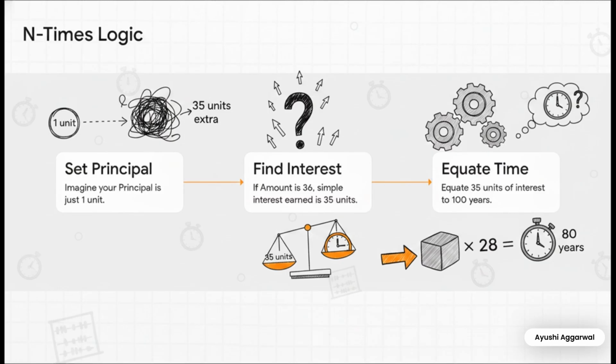Now the question asks when it becomes 29 times. And 29 times means earning an interest of, you guessed it, 28. If 35 units equal 100 years, then 1 unit is 100 divided by 35. Multiply that by 28, and boom, you get 80 years. No complex formulas, just the basic unitary method. This brilliantly shows just how powerful ratios really are.